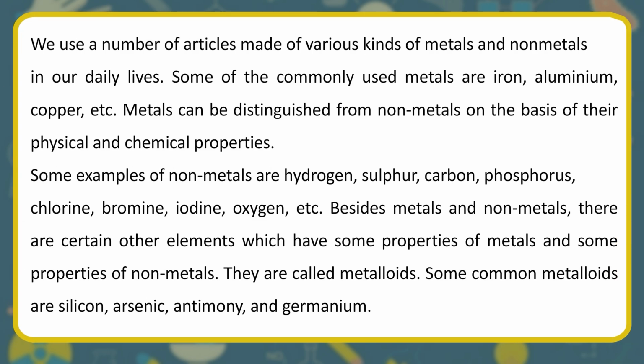We use a number of articles made of various kinds of metals and non-metals in our daily lives. Some of the commonly used metals are iron, aluminium, copper, etc. Metals can be distinguished from non-metals on the basis of their physical and chemical properties. Some examples of non-metals are hydrogen, sulfur, carbon, phosphorus, chlorine, bromine, iodine, oxygen, etc.